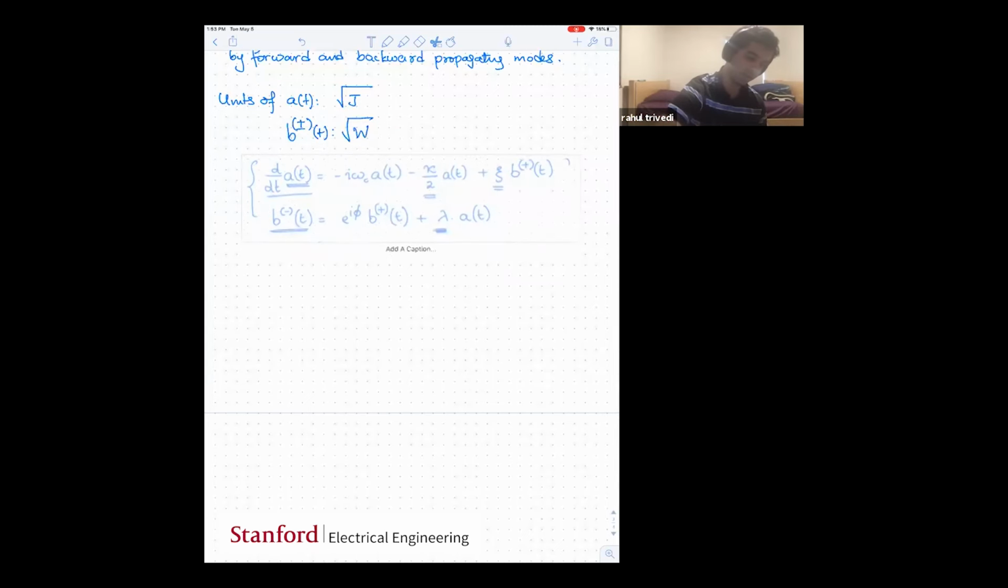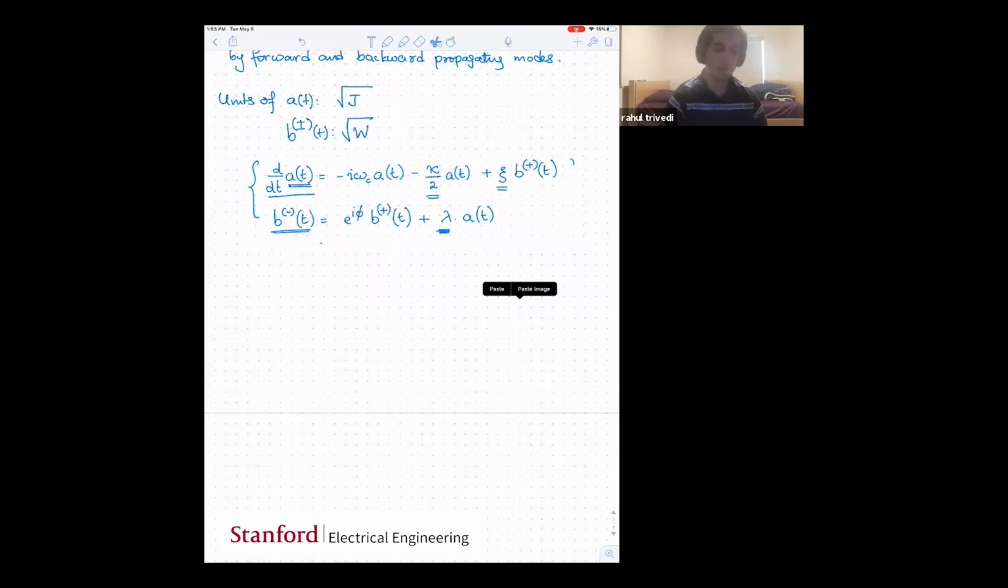Right, so you can then immediately tell from these equations what the units of the parameters we have introduced are. So what are the units of kappa? Well, kappa is a decay rate, so obviously the units are inverse seconds, because it relates the derivative of A with A.